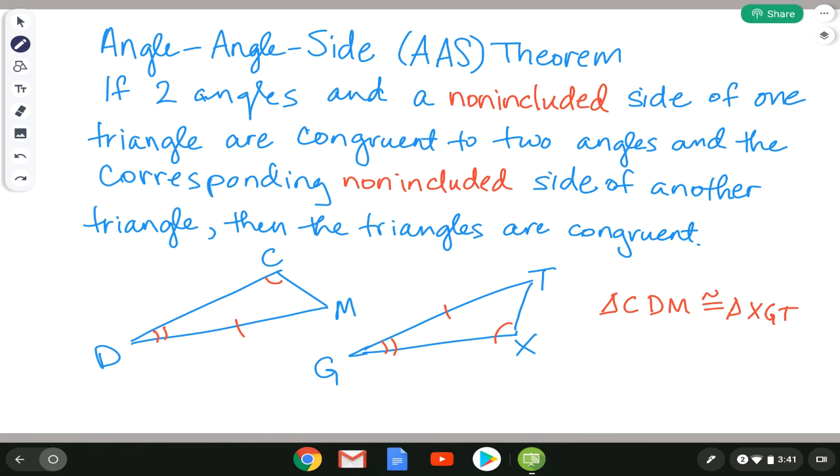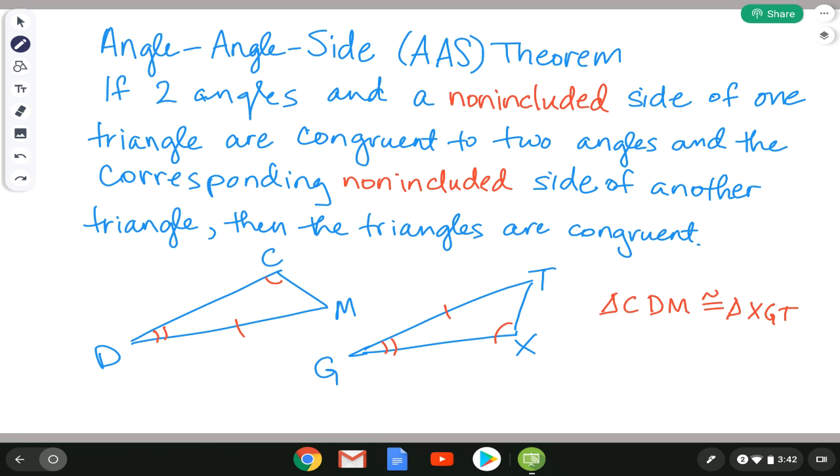This is the end of section 4.3 that we didn't get to in class the other day. We've been doing proofs using several different postulates and theorems. So now the one that we need to look at the end of this section is the angle-angle side theorem. It says that if two angles and a non-included side of one triangle are congruent to two angles and the corresponding non-included side of the other triangle, then the triangles are congruent.